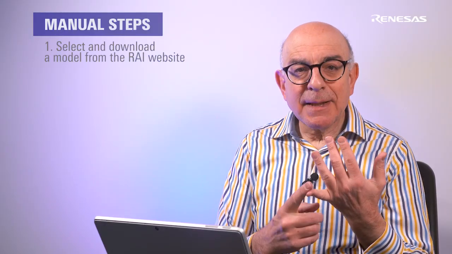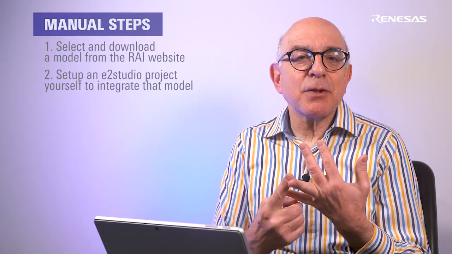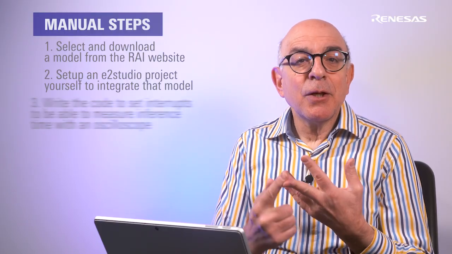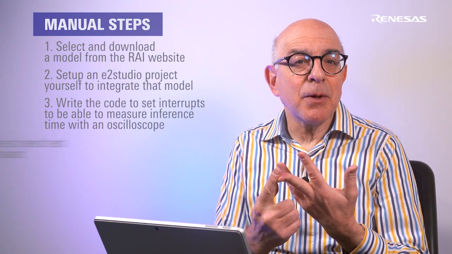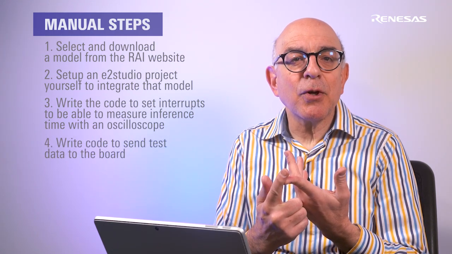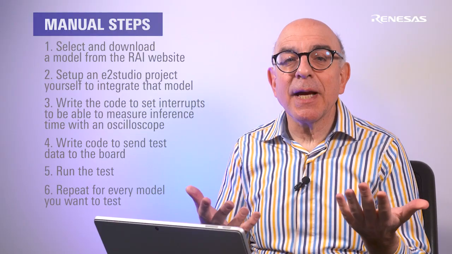You might think you could do this by hand, and you can, but here's what you'd have to do. Select and download a model from the RAI website. Set up an E2 Studio project yourself to integrate that model. Write the code to set interrupts to be able to measure inference time with an oscilloscope. Write code to send test data to the board over some kind of communication. Run the test. Then do it all over again for a different model. With this tool, you can test each model you're considering simply by selecting it and pressing a button, all without writing a single line of code.